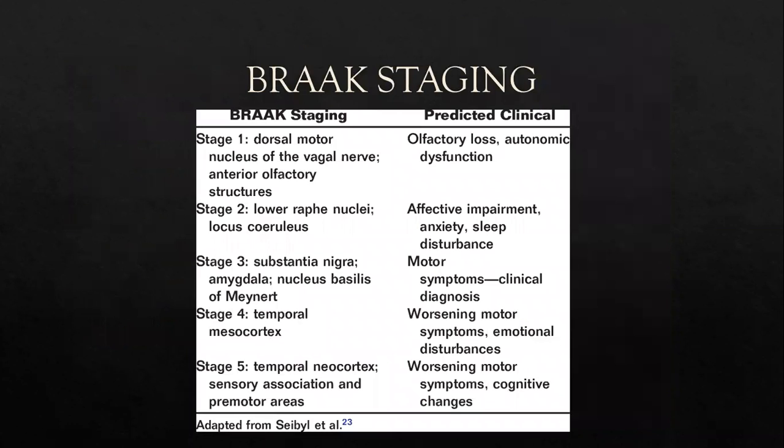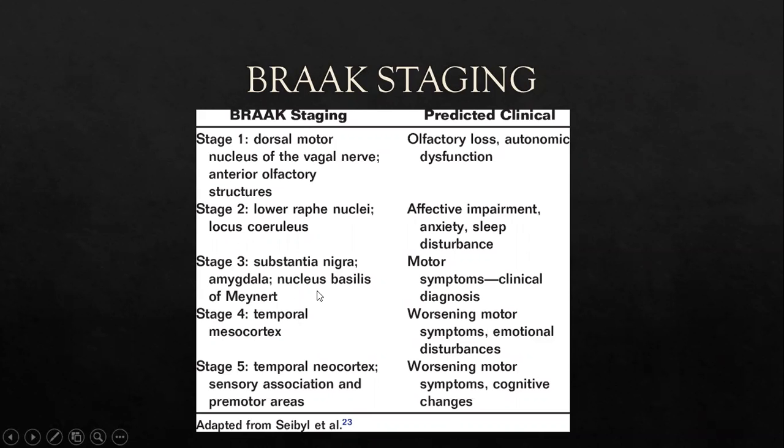There is something called Braak staging. Braak staging is nothing but a prediction of the progression of the disease, that is Parkinson's disease. Even before the development of motor symptoms, there are certain other areas of the brain involved where some symptoms are explained. Stage 1 is when the dorsal motor nucleus of the vagus nerve and anterior olfactory structures are involved, causing olfactory loss and autonomic dysfunction. Stage 2 is lower raphe nucleus involvement, affecting mood and causing sleep disturbance.